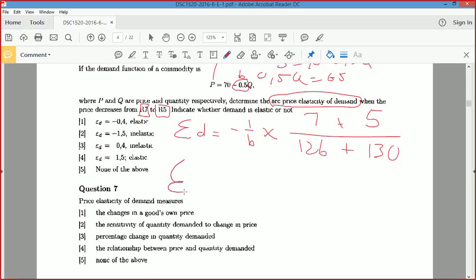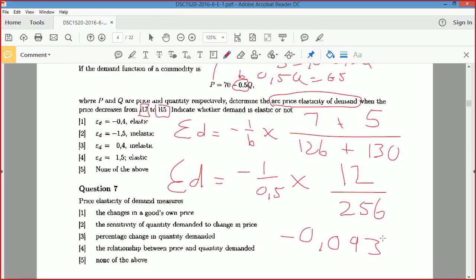So the B is that. ED is negative 1 over 0.5 times 12 over 256. If you type that into your calculator, you should get an amount. Let's double check it. 1 divided by 0.5 times 12 over 256. I get negative 0.09375. So the answer here is none of the above.